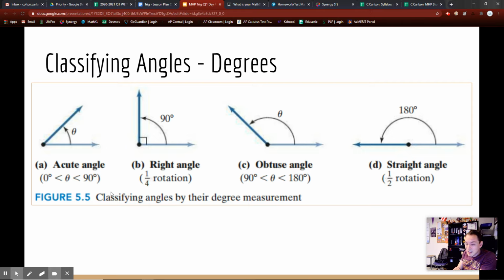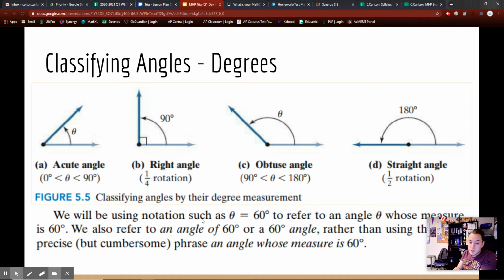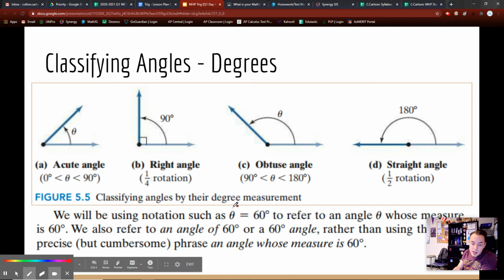This is, again, technically review still. There's kind of 4 ways to classify an angle. This is geometry. If you have an acute angle, it's between 0 and 90. A right angle is 1/4 of that rotation. It is just 90 degrees. An obtuse angle is between 90 and 180. And then a straight angle, like I already showed you, is just half a rotation, a semicircle. You see this semicircle here, half rotation, straight angle. All right, so we'll be using the notation such as theta equals 60 degrees. So basically, we're going to be using this notation a lot, this theta.